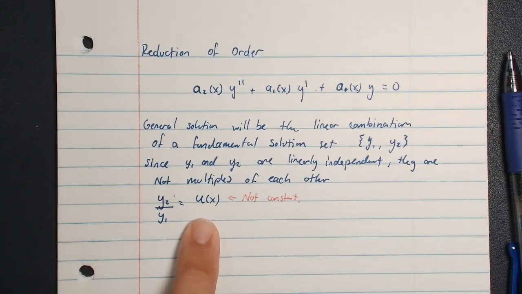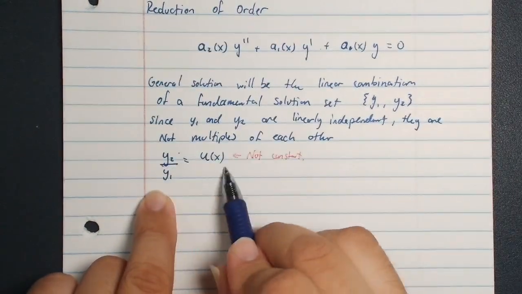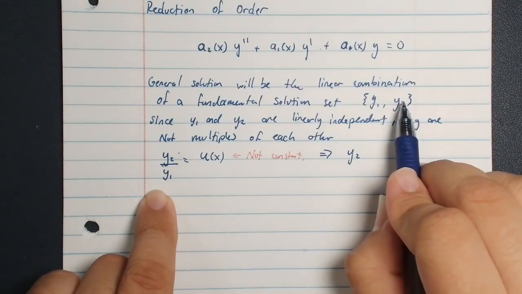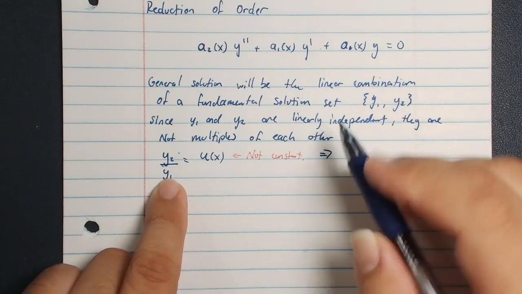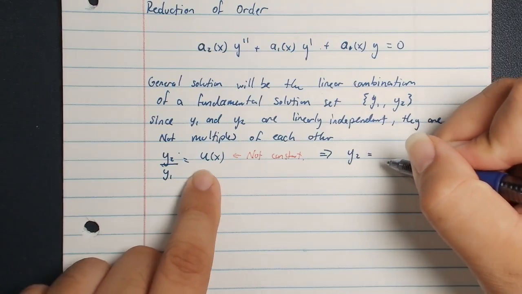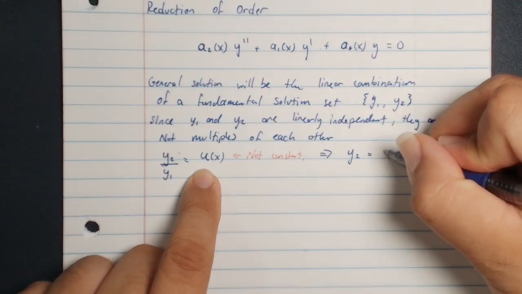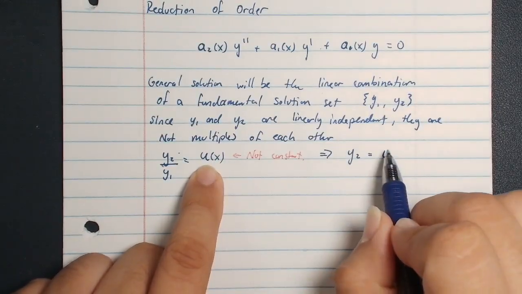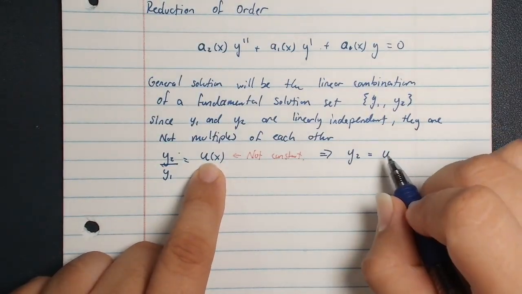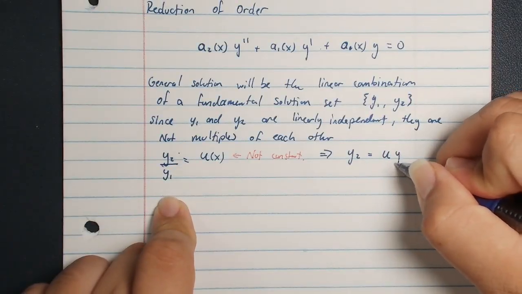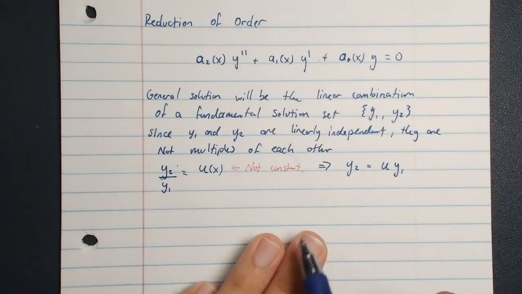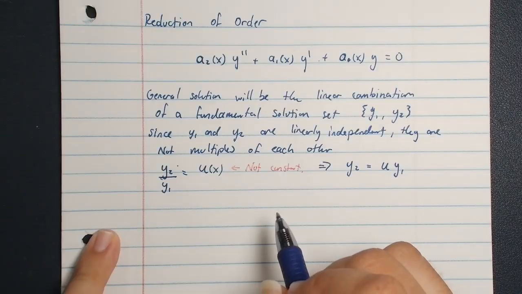If that's the case, then I could always take y1 and multiply it to the other side, and this would give me that y2, the second solution in the fundamental set, equals the first solution times some function which we can call u. I'm going to leave off the u of x part, but it is a function of x, keep that in mind. So u times y1. This is the basis of what we call reduction of order. So here's how we proceed.